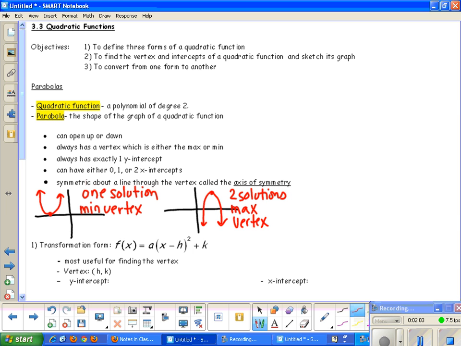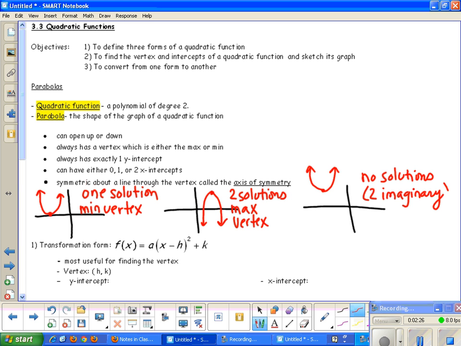And then the last scenario for our x-intercepts is when our graph is maybe going something like this, where it doesn't cross the x-axis at all. So this would be no real solutions. And then you have two imaginary answers if you were to do the quadratic formula or something on your equation.